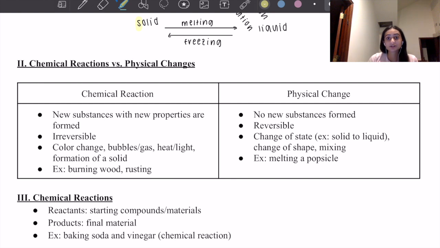Then we have physical changes, and this is usually when no new substances are formed. Most often they are just a change of state. And they are reversible because, for instance, when you go from a solid to a liquid, you can go back from a liquid to a solid. For instance, melting a popsicle is an example of a physical change, because you can just freeze it again and it will reverse back to its original form. So chemical reaction, new things form. Physical change, nothing new is formed, usually just a change of state.